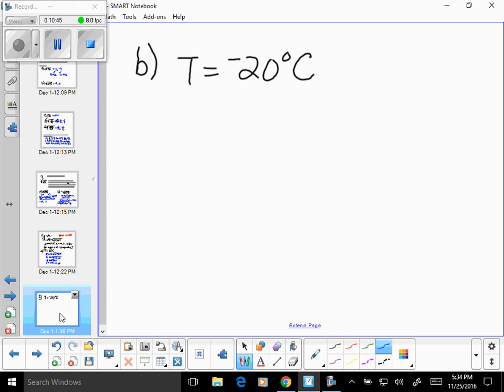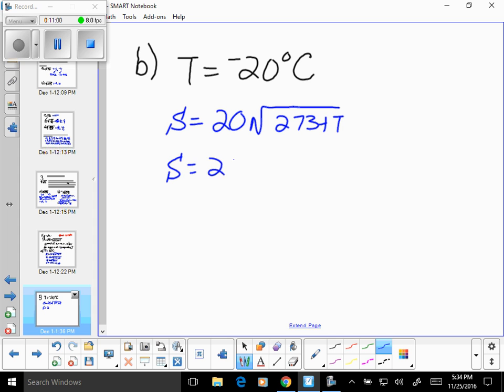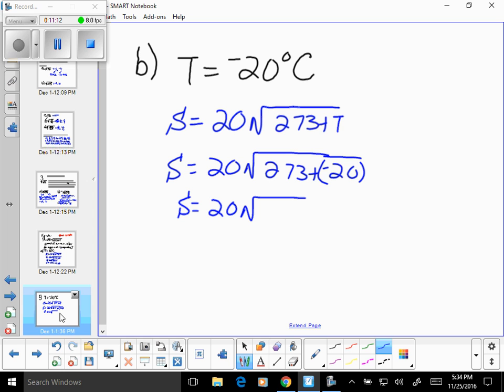At this point, hit pause and you try B. Again, we're going to write down the formula, then we substitute. So our speed is going to be 20 times the square root of 253. And that is going to be approximately 318 meters per second.